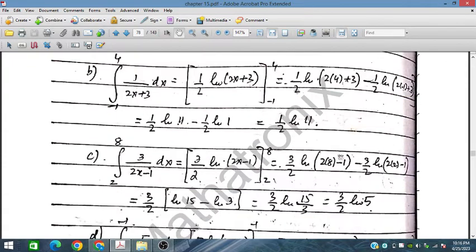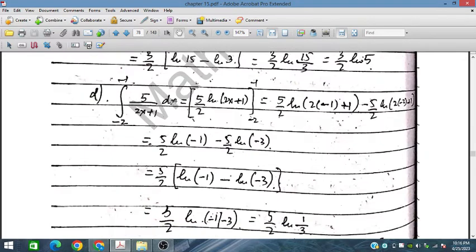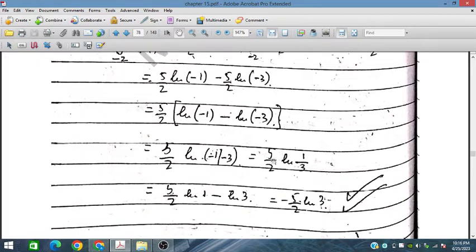The second part, the d part, is from minus 2 to minus 1 of 5 divided by (2x plus 1) dx, so this is 5 by 2 ln of (2x plus 1), from minus 2 to minus 1. On substituting the limits and simplifying, we have obtained the result as 5 by 2 ln of 1 upon 3. So this is ln 1 minus ln 3, and this ln 1 is 0. So this is minus 5 by 2 ln 3.